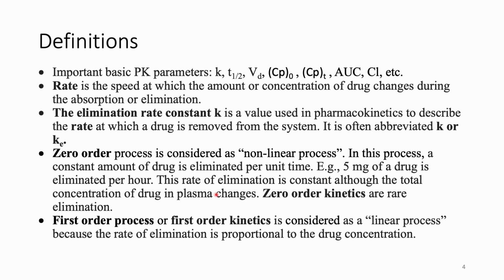The most common order process is first order process or first order kinetics. This is considered a linear process because the rate of elimination is proportional to the drug concentration. So that's why we call it a linear process. In this one, a fraction of drug is eliminated per unit time based on first order kinetics.